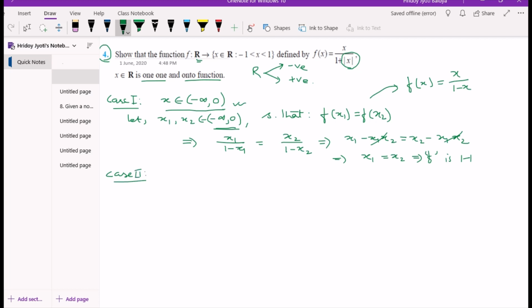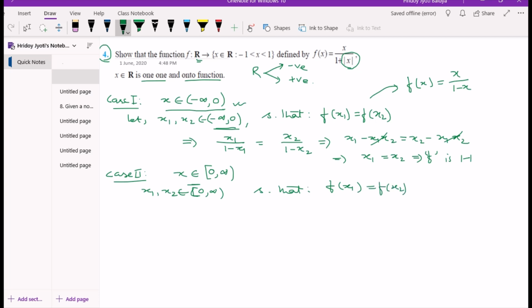Case 2 will take the other part of the domain, that is 0 to infinity, so that we can cover all the real numbers. Similarly, in this case also we'll take x1 and x2 to be in this domain, 0 closed, infinity open, such that f(x1) is equal to f(x2), and we'll check whether x1 equals x2 or not.